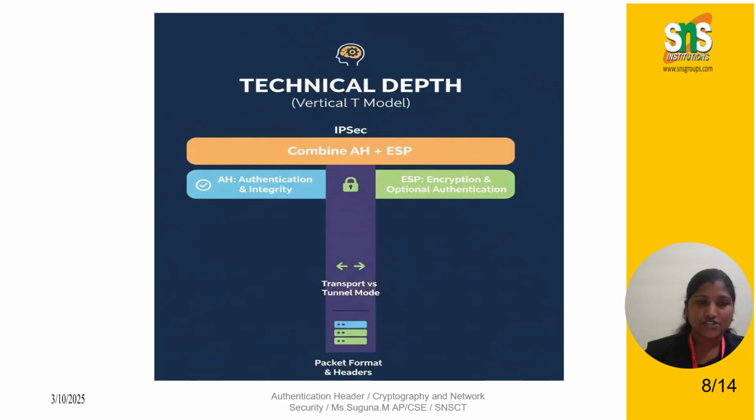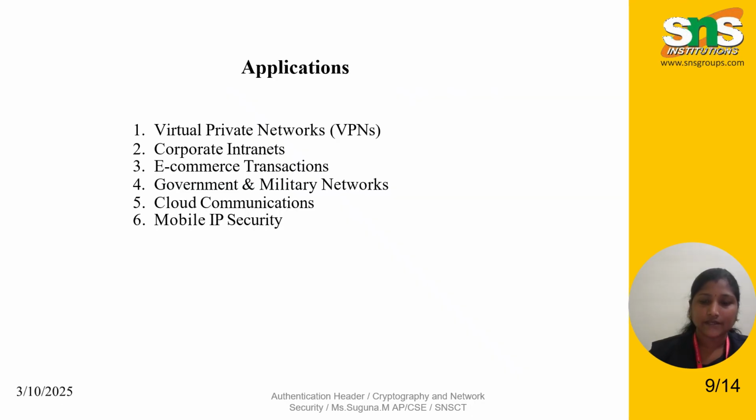So here is where we use the authentication header and encapsulating security payload. Almost everywhere data security is required, we use AH and ESP in a combined manner. So in virtual private networks in corporate intranets, in e-commerce transactions, in government and military networks, in cloud communication areas, and where mobile IP security is required, we can use the authentication header and encapsulating security payload, which we shortly refer to as ESP. So wherever the data travels, both AH and ESP guard the path.